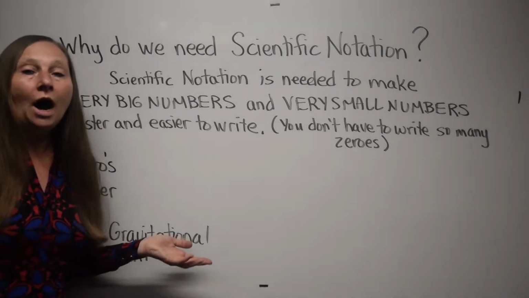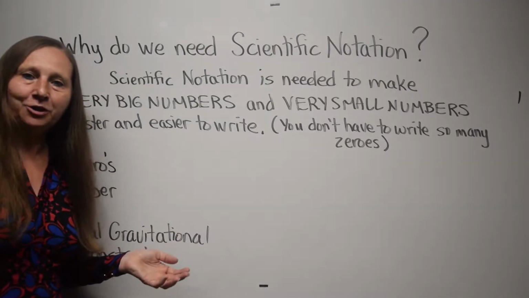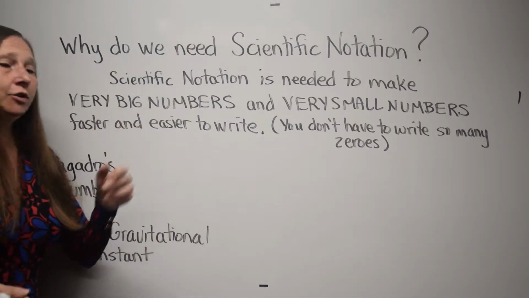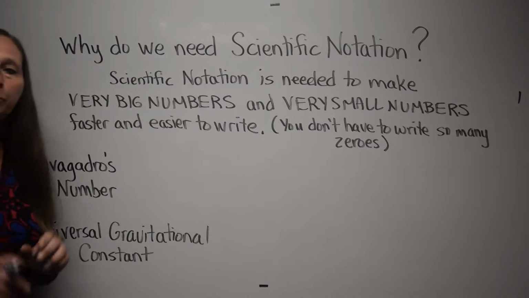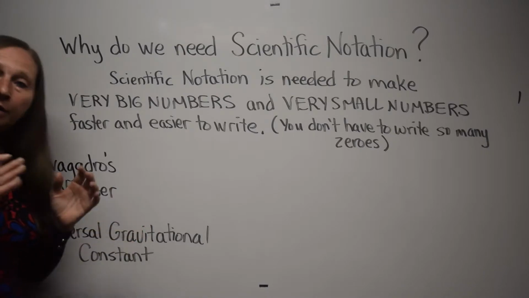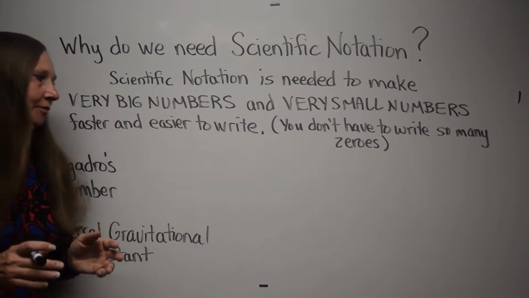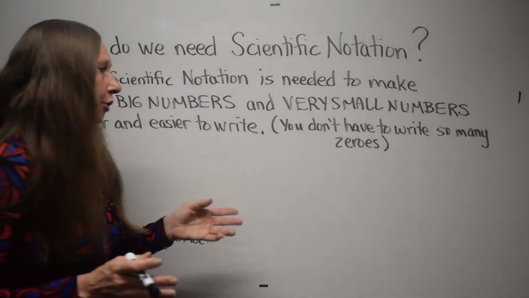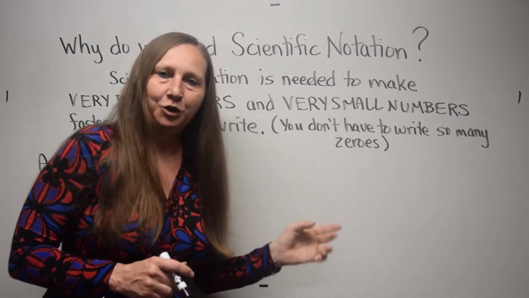So, why do we need scientific notation? Well, scientific notation is needed to make very big numbers and very small numbers faster and easier to write. In other words, you're not going to have to write so many zeros.